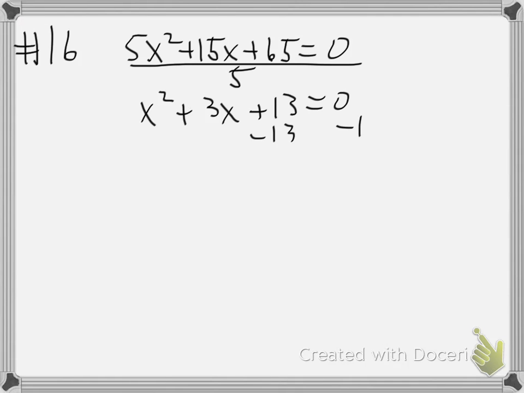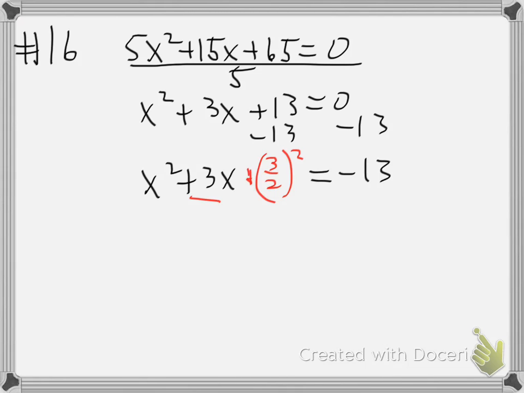Subtract 13 from both sides. X squared plus 3x, I'm going to leave space there, equals negative 13. Half of 3 is 3 over 2. So I'm going to go plus 3 over 2 squared. So I'm going to add 3 over 2 all squared.